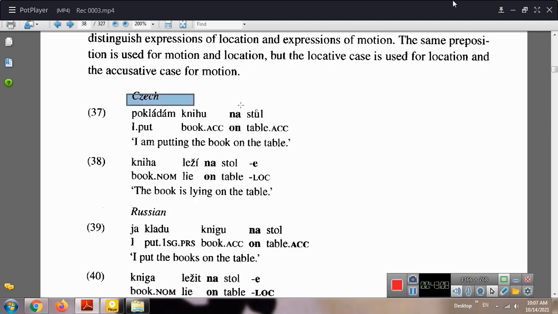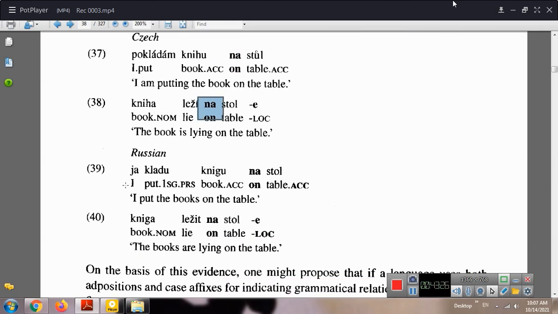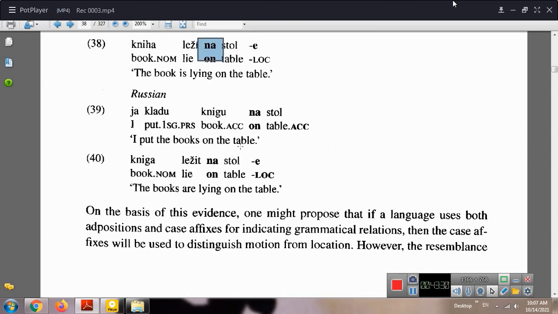We use this symbol. I am putting the book on the table, which they show with this particle, and here we have another particle and indexation. In Russian it is different. I put the book on the table. It means the book is lying on the table, with these different tools.